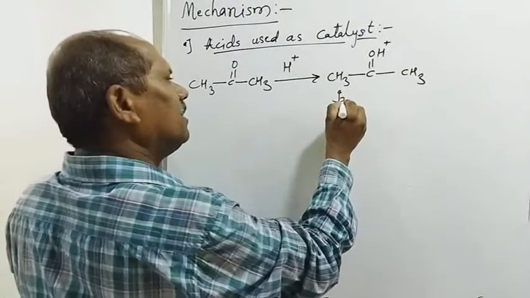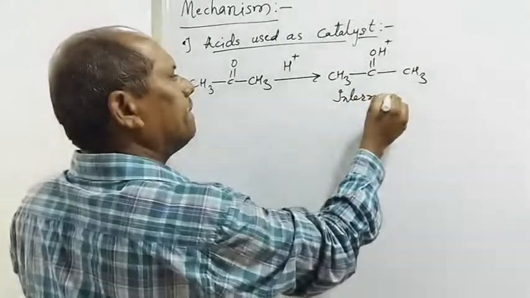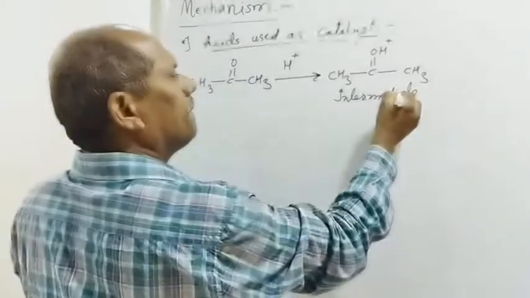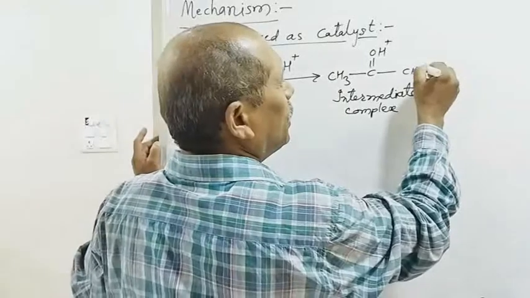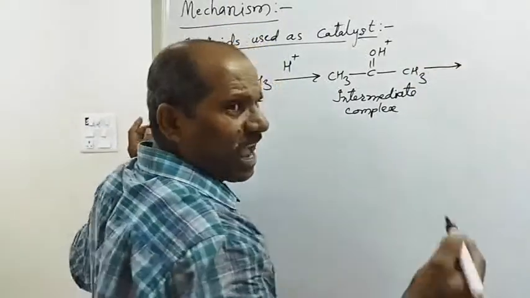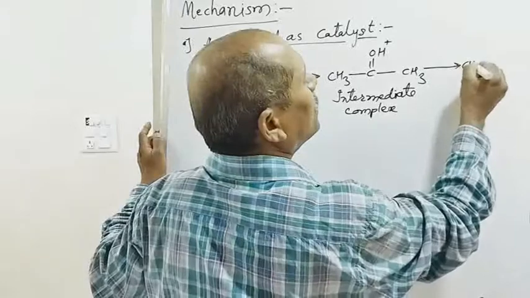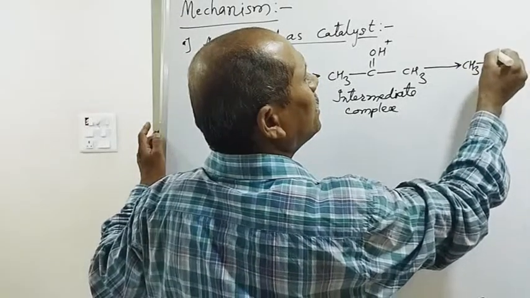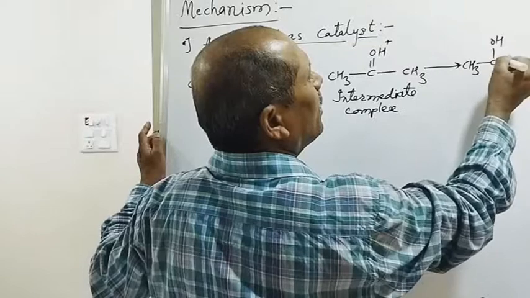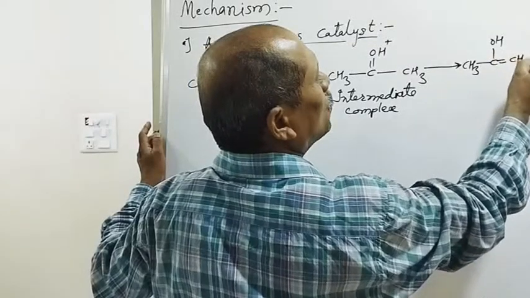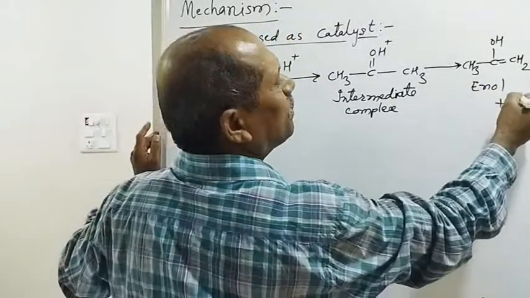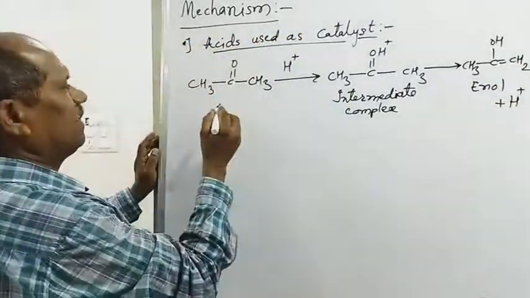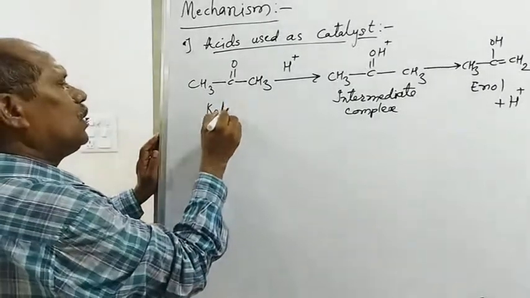This is the intermediate complex, which upon further reaction gives the CH3C(OH)=CH2. This is the enol form plus H plus. This is the keto form.